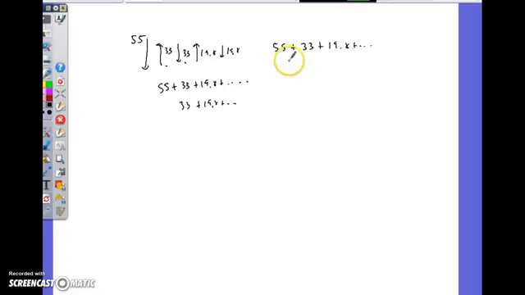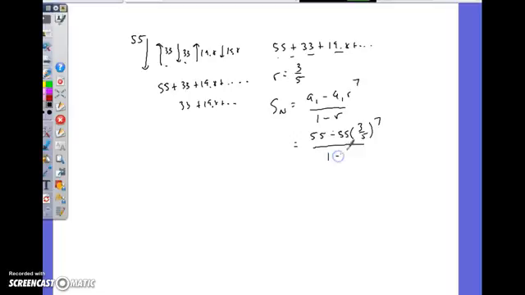And so I should take a look at this and go, how do I do this problem? All right, well, 3/5 is what it's bouncing. That's my ratio. I've got 7 terms. I'm going to go ahead and do it the way I'm supposed to, which is A1 minus A1 r to the 7th all over 1 minus r. So I put in the first term as 55 minus 55 times 3/5 to the 7th all over 1 minus 3/5.